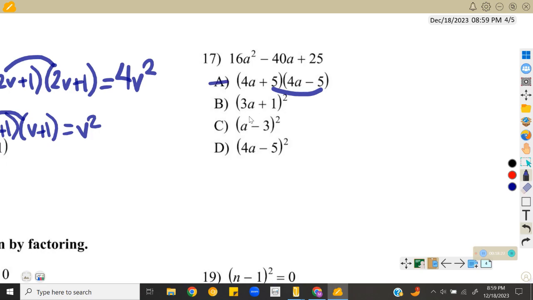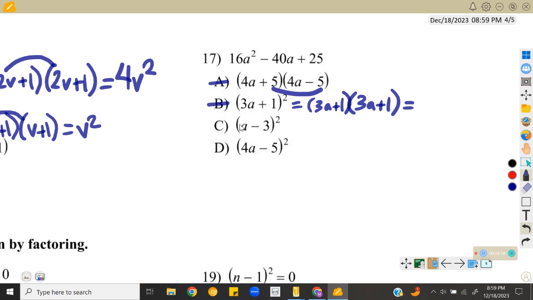Then we have this possibility here where we'd have 3a plus 1 squared. Okay, but again, this one would give us 3a plus 1 times 3a plus 1, right? And so you shouldn't let this one fool you either, right? 3 times 3 is going to give us 9a squared. 1 times 1 is going to give us 1. I mean, we don't have anything close to what we need up here. So we would go ahead and cross out B.